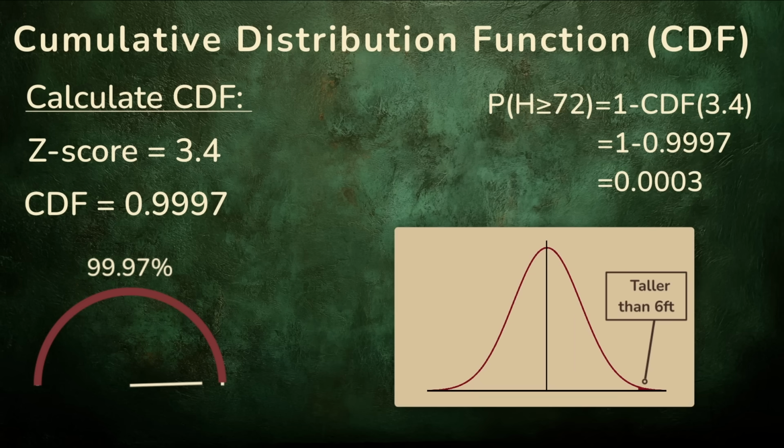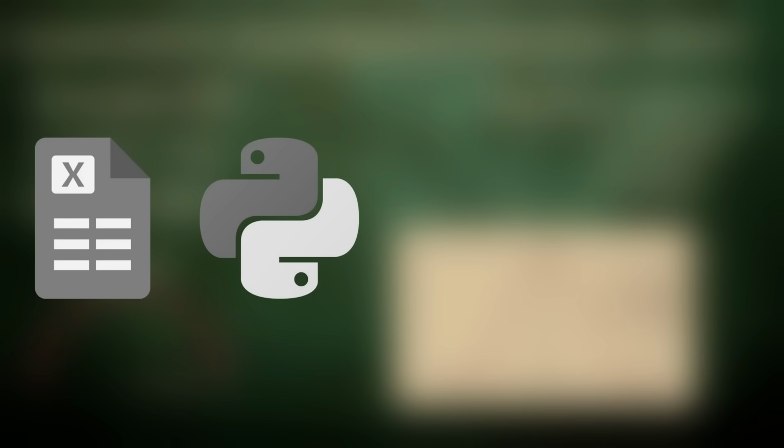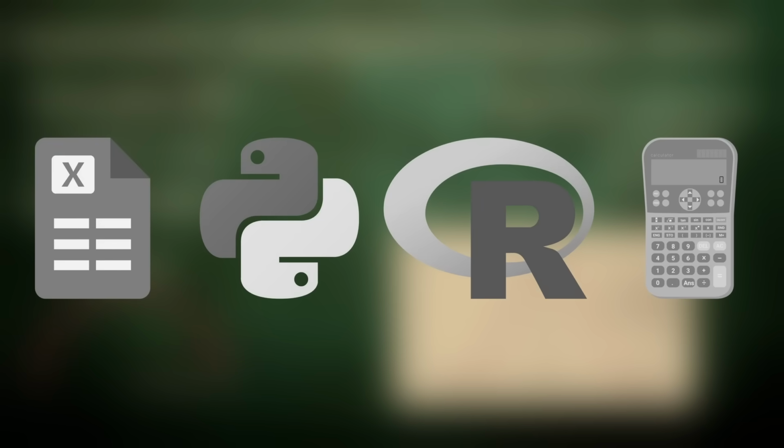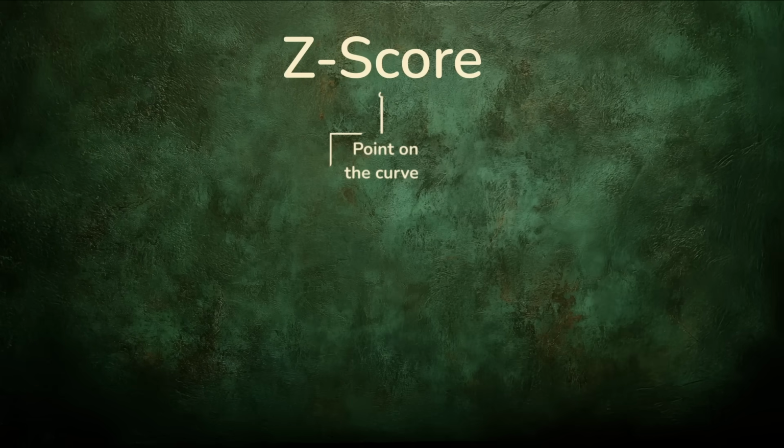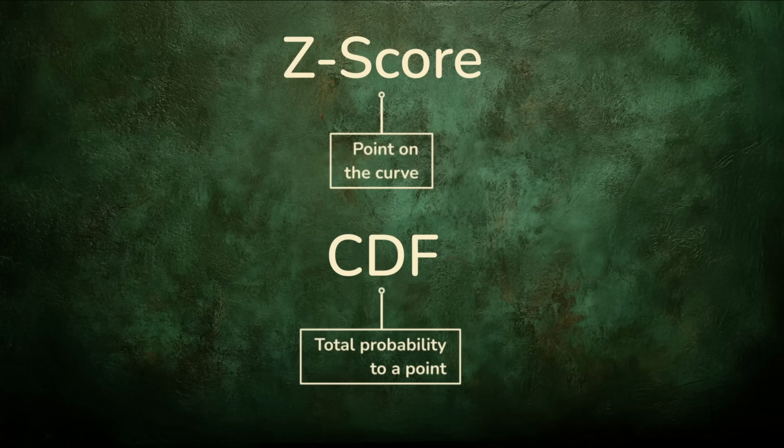You can find cumulative probabilities easily using spreadsheets like Google Sheets and Excel, programming languages like Python and R, or scientific calculators. All of these tools have built-in functions for working with the normal distribution. The idea remains the same. The z-score tells you where you are on the curve, and the CDF gives you the total probability up to that point.